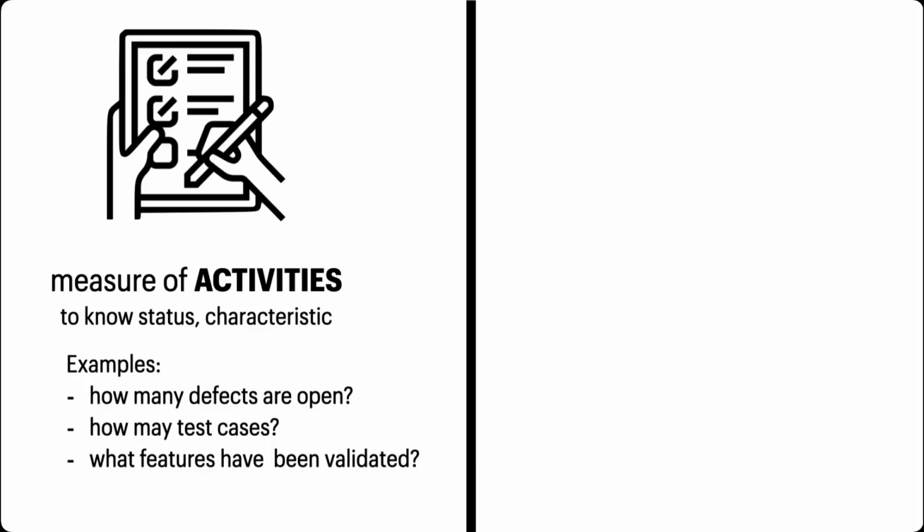So what is the meaning of measures of activities? What is the objective? It is to know the status and to understand certain characteristics. For example, how many are open, how many test cases there are, what has been validated, and so forth. It is quite necessary and important to have certain objective information related to the progress of work to help us decide what to do next. And therefore, we do collect certain objective information which is available as measures or metrics.